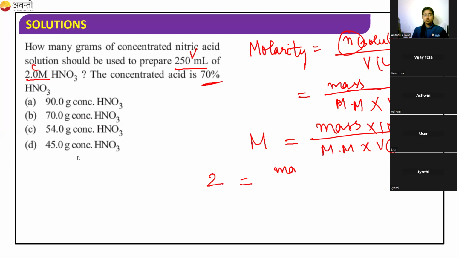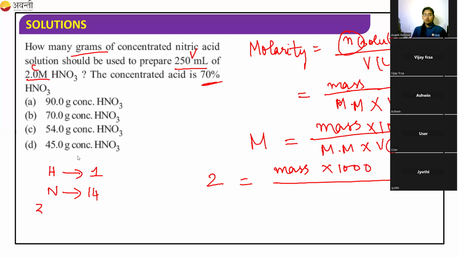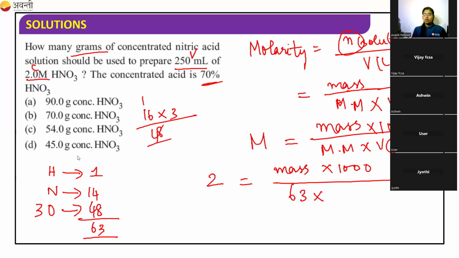So mass only we have to find out. Grams means what? It is mass. So that we have to find out, into 1000 divided by the molar mass of HNO3. So how to find out the molar mass? We have only one hydrogen and one nitrogen. The atomic mass of nitrogen is 14 and we have 3 oxygen. The atomic mass of one oxygen is 16, so if it is 3, it is 48. So it will be 63. So molar mass of HNO3 is 63 into volume in terms of milliliter, which is 250 ml.